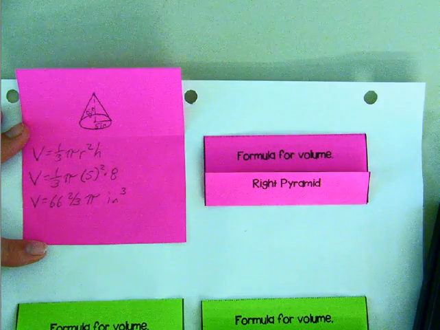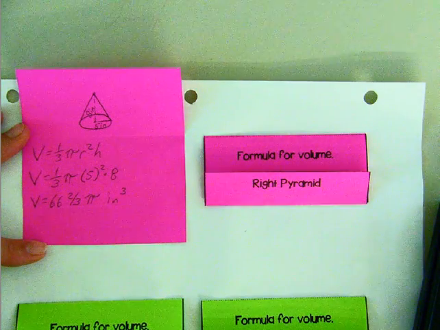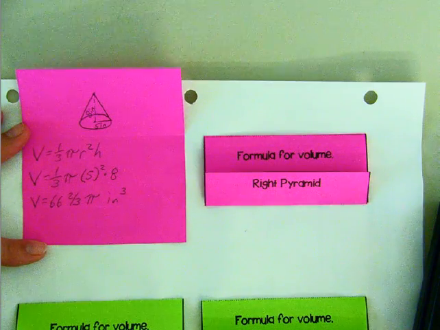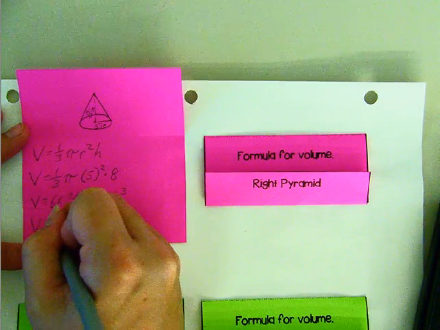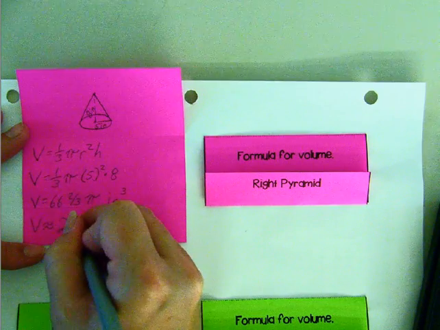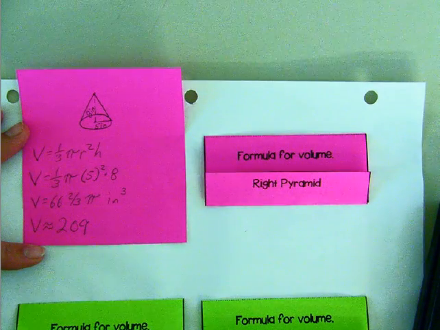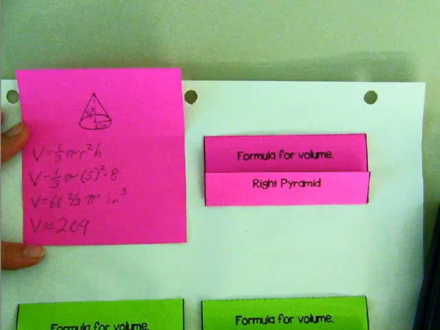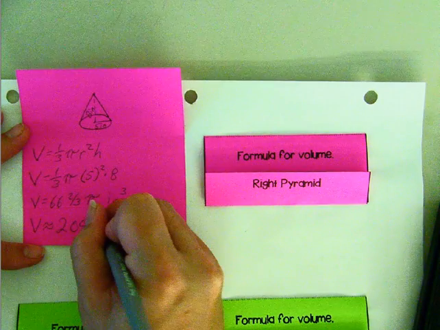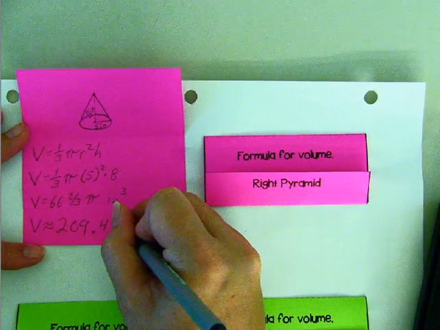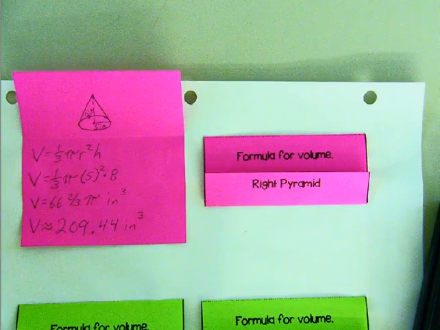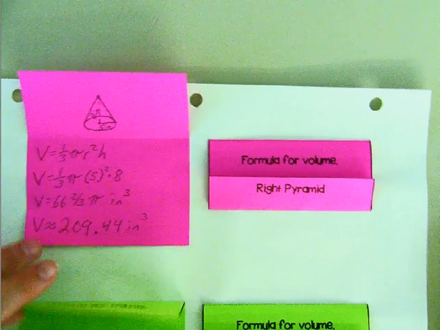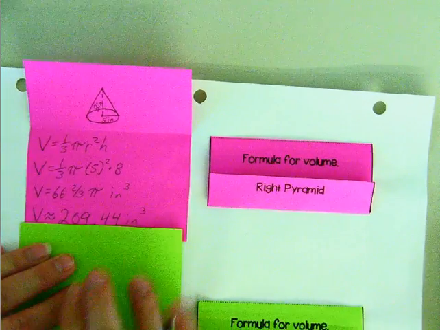Then if I want an approximate decimal answer, I'm going to take that times pi, and I get volume is approximately 209. We're going to go 2 decimal places again, so 44. And that's also inches cubed. Okay, great job with that one. Let's move on to our oblique cone.